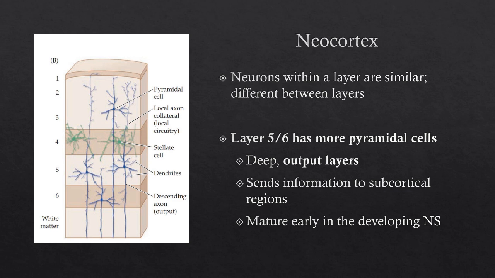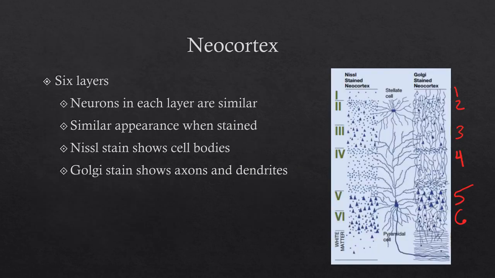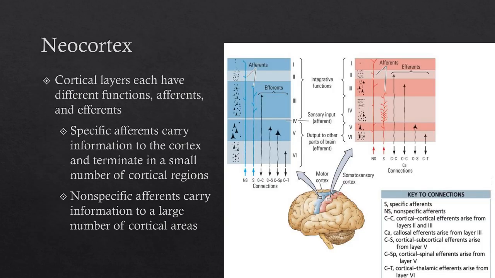Layer 5 is considered an output layer, and layer 5 sends a lot of information from the cortex back to the thalamus. If I flip back again to our figure here, we've got our CT label, cortical thalamic efferents rising from layer 6.